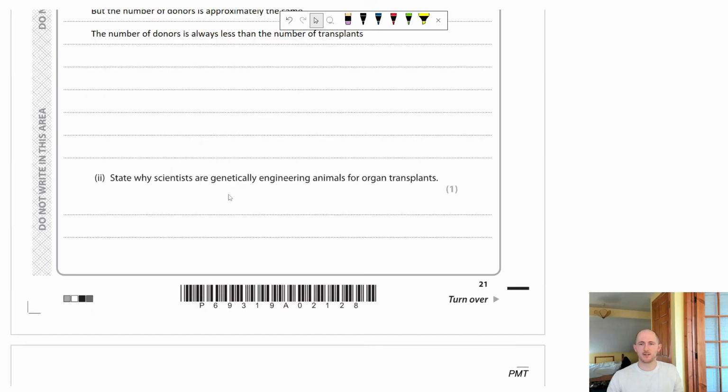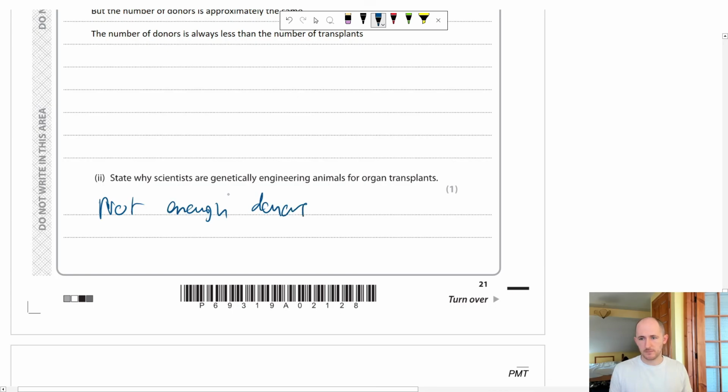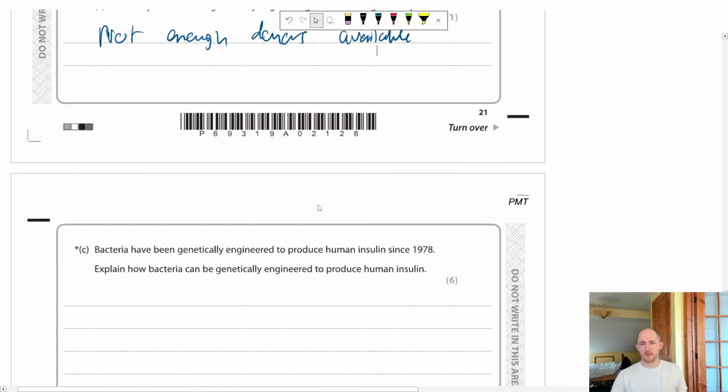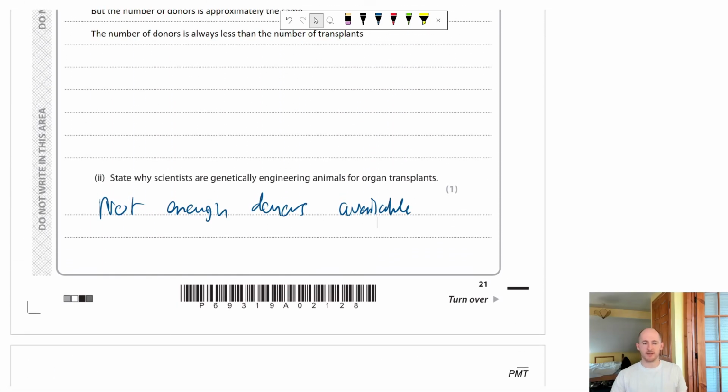So why are scientists genetically engineering animals for organ transplants? Well, simply put, there's not enough donors. So there is a demand for it, right? We need this many organs. We only have this many available. So we're going to try and genetically engineer animals to bridge the gap, so that way we can treat everyone.